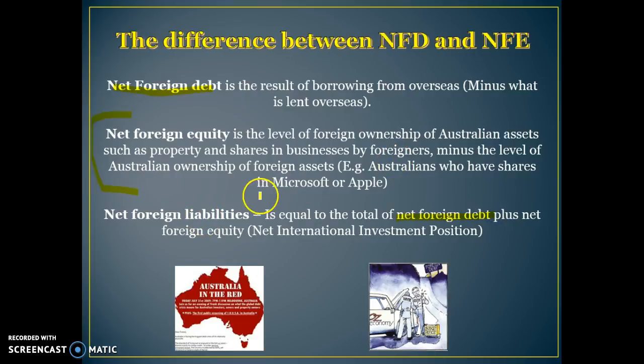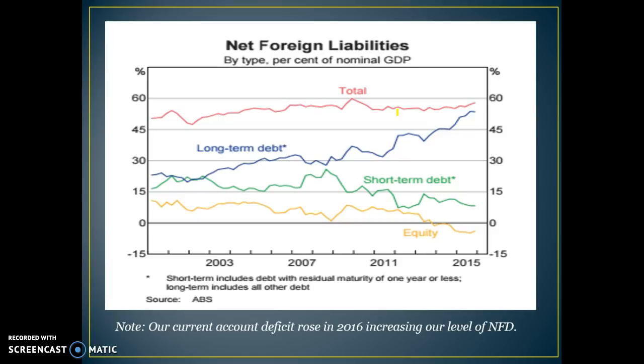So every time we run a current account deficit, it's our net foreign liabilities that increase, because we can choose to fund that current account by issuing equity or by going into debt. And it's important to recognise that link. If you look at Australia's net foreign liabilities at the current point in time, of the total, it's basically all short and long-term debt. Equity is actually negative at the moment. So as I said, Australia's share in foreign assets is exceeding foreigners' shares in Australian assets at this point in time.